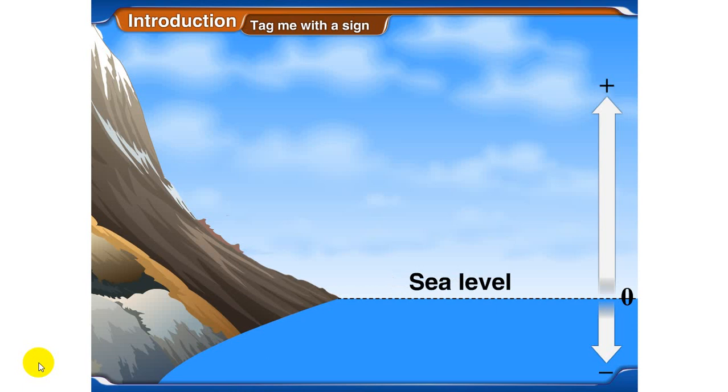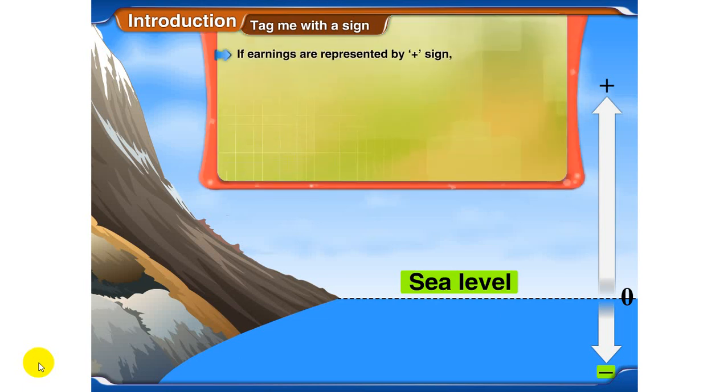Some other situations where we may use these signs are: the height of a place above sea level is denoted by a positive number. Height becomes lesser and lesser as we go lower and lower. Thus, below the surface of the sea level, we can denote the height by a negative number. If earnings are represented by a plus sign, then the spending may be shown by a minus sign.